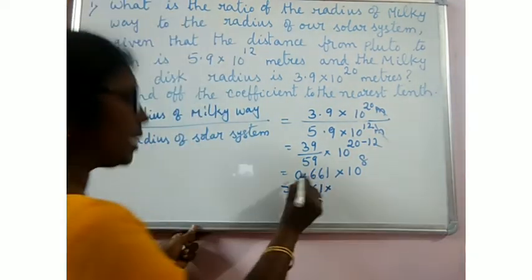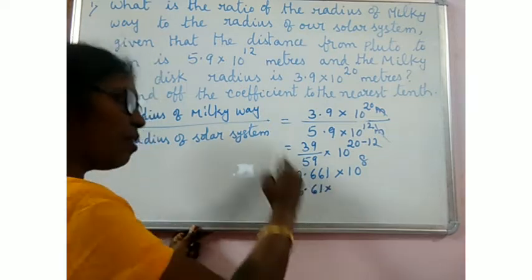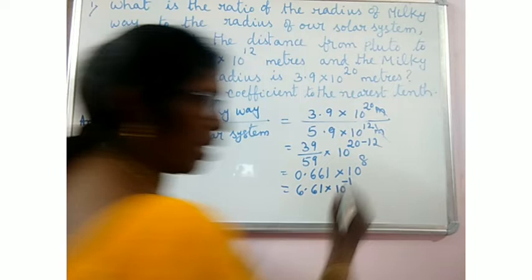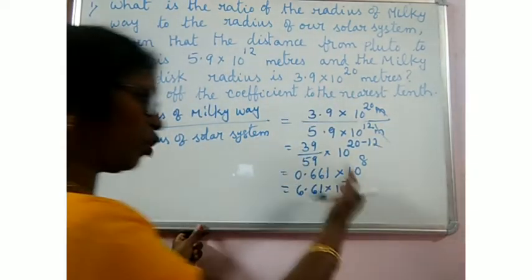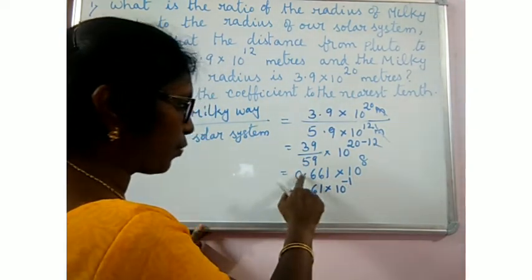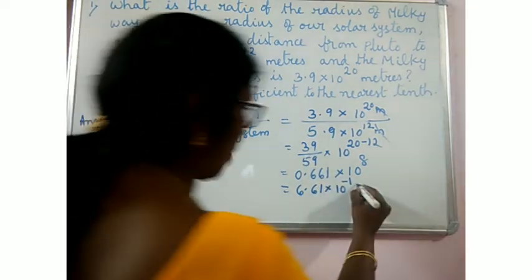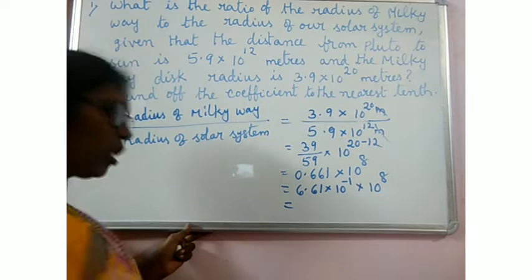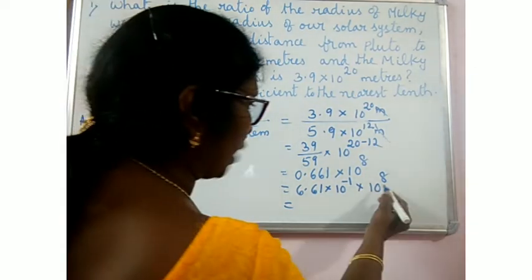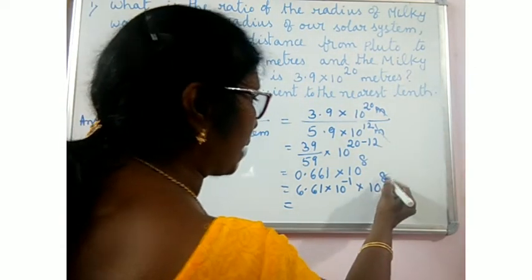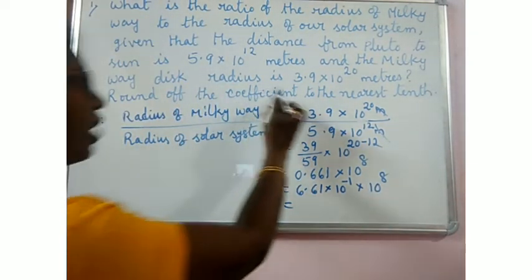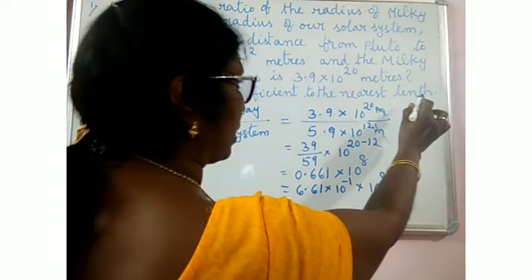Into, the decimal moved one place from left to right. That means 10 to the power minus 1. If it is right to left, 10 to the power 1. Only one place it moved from here to here. So 10 to the power minus 1 into 10 to the power 8. 8 minus 1 is 7 you will get.